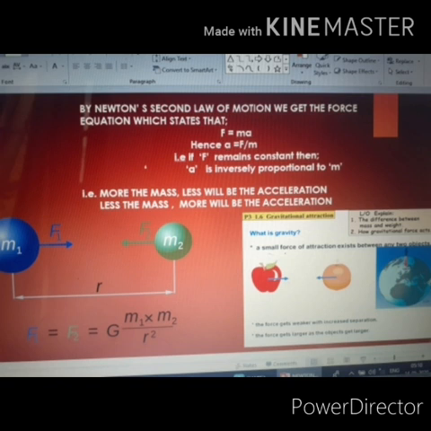In order to find out how much force of gravitation exists between the two bottles, Sir Isaac Newton has given a law called Newton's universal law of gravitation. So come on, let's watch the next video to understand Newton's universal law of gravitation.